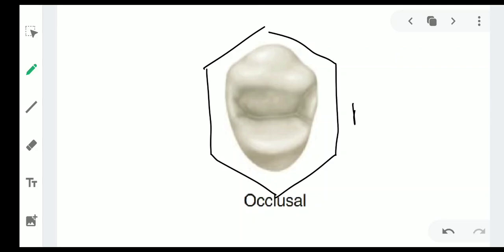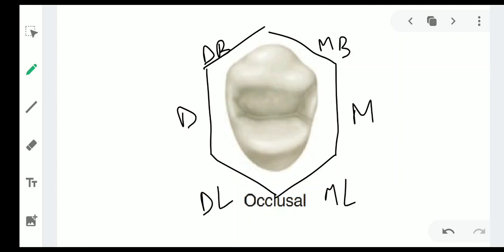Now coming to the occlusal surface, from the occlusal surface the tooth is somewhat angular and hexagonal in shape. It has a mesial side, a distal side, a mesiobuccal side, a distobuccal side, a distolingual and a mesiolingual side. It also has a long central developmental groove here. This part forms the buccal cusp tip and this is the lingual cusp.